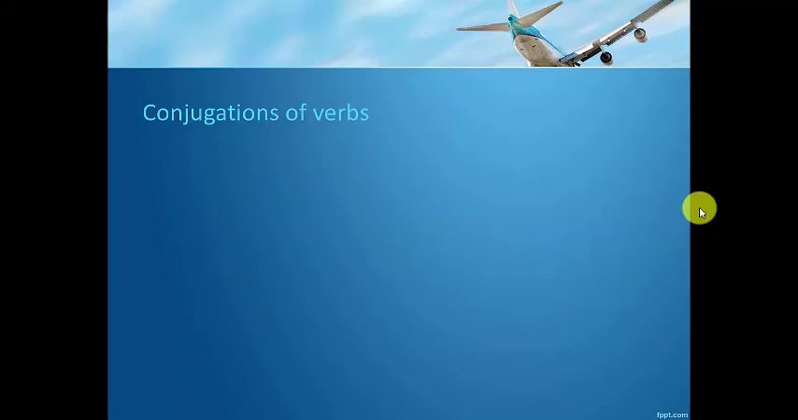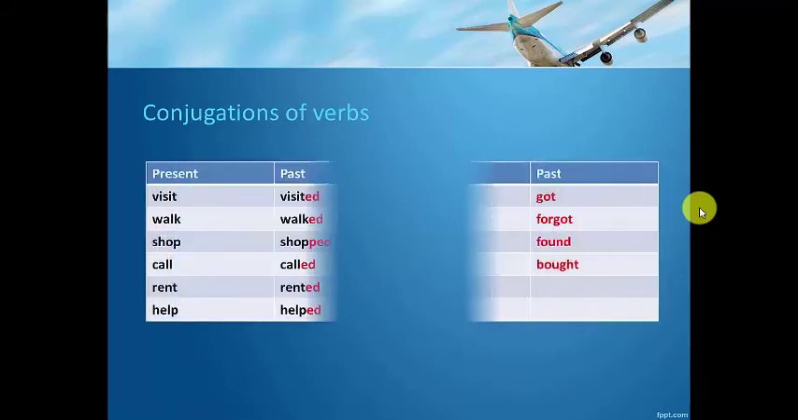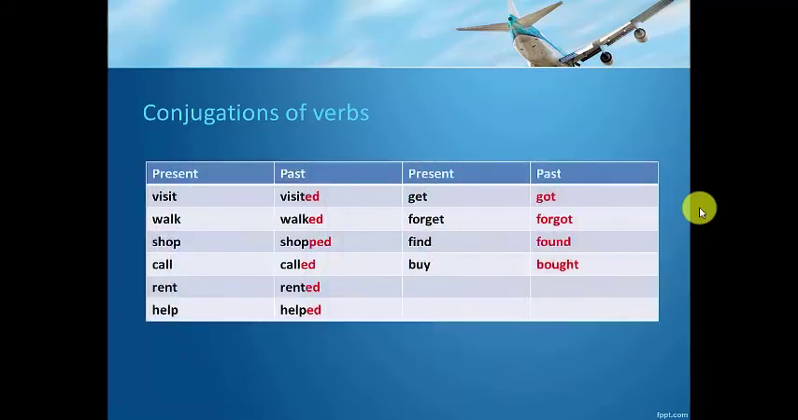We have some conjugations of verbs like visit, visited, walk, walked, shop, shopped, call, called, rent, rented, help, helped, get, got, forget, forgot, find, found, buy, bought.